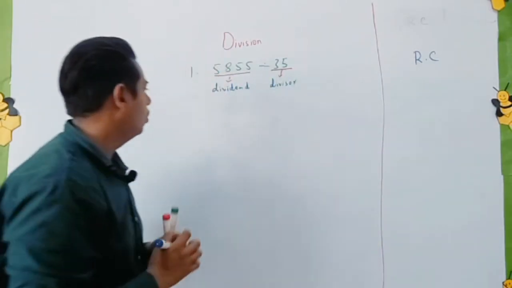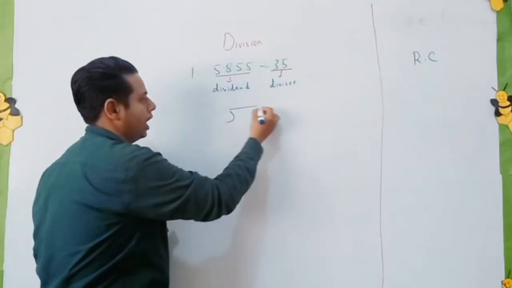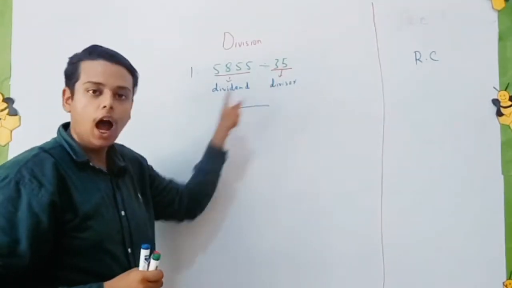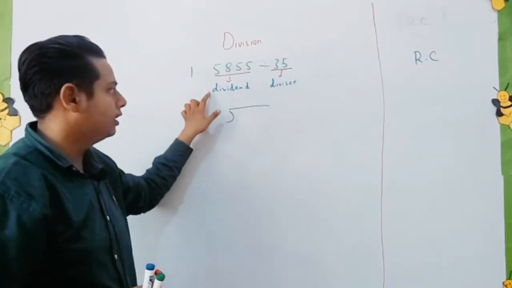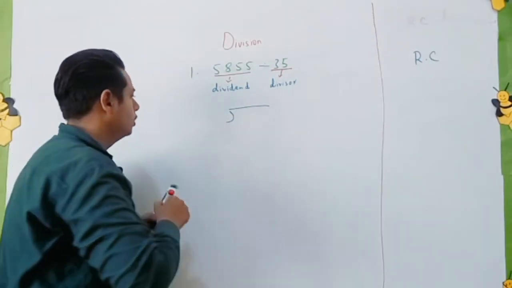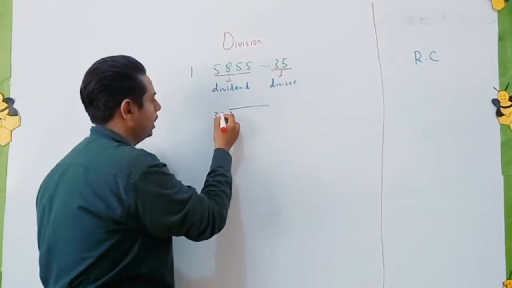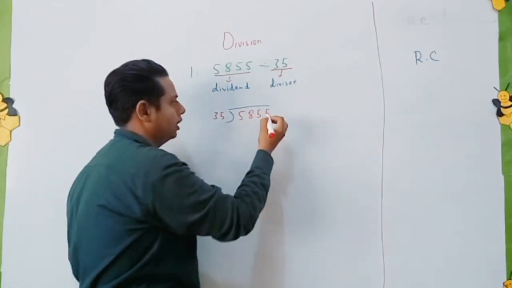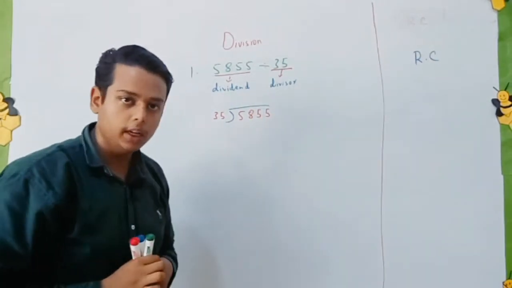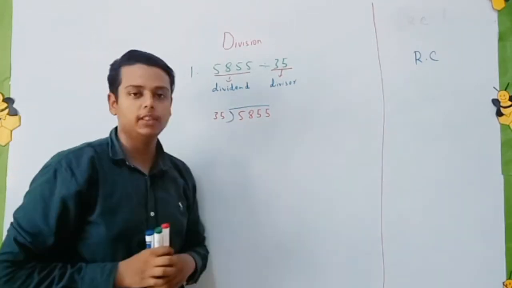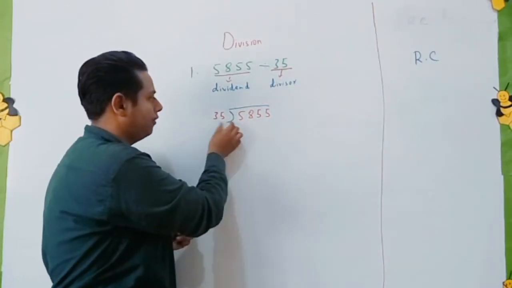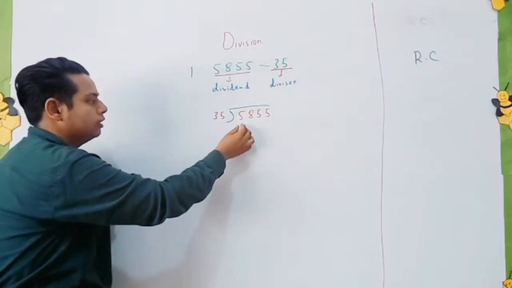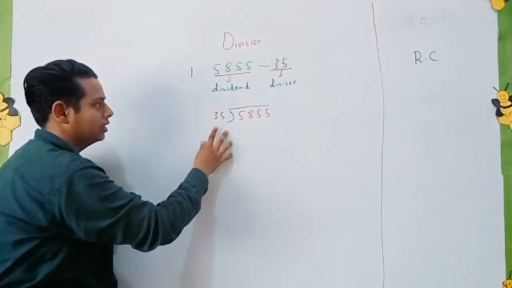Fine. Now the first step is that you need to make a head in which you write the divisor outside of the head and the dividend inside of the head. So I am writing 35 outside and 5855 inside the head. Okay. Now you need to check whether the first number is smaller than the divisor or not. जो फर्स्ट नंबर है डिविडेंड का वो डिवाइजर से छोटा है या बड़ा है?